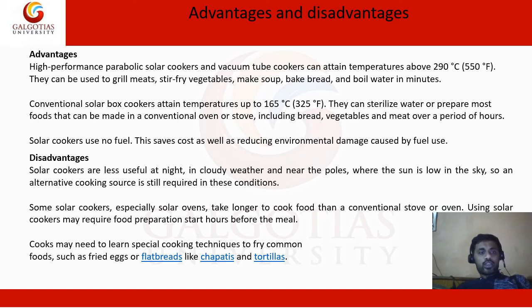So then solar cooking advocates suggest three devices for an integrated cooking solution. One is a solar cooker, a fuel efficient cook stove, and an insulated storage container such as a basket filled with straw to store heated food. Some solar cookers, especially solar ovens, take longer to cook food than a conventional stove or oven. Using solar cookers may require food preparation to start hours before the meal. So cooks may need to learn special cooking techniques also to fry some common foods such as flatbreads like chapatis or tortillas.